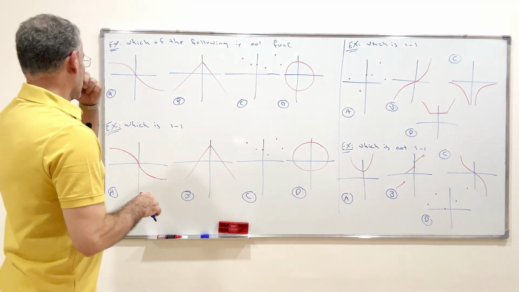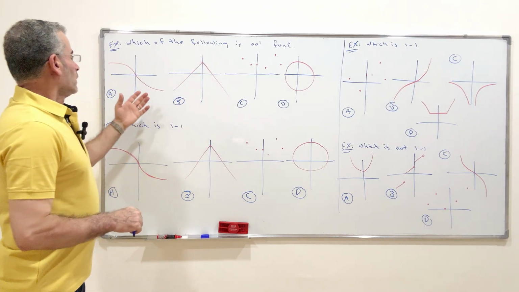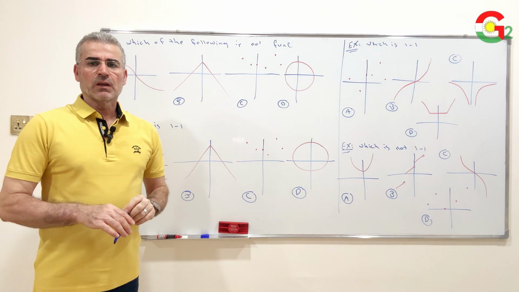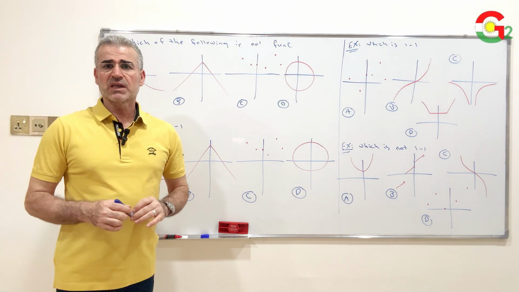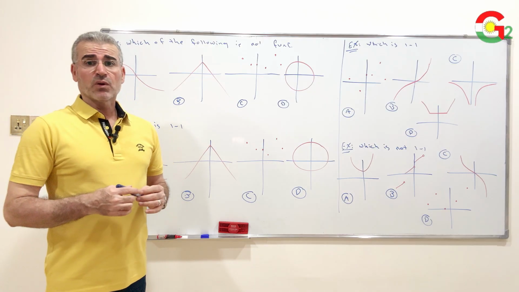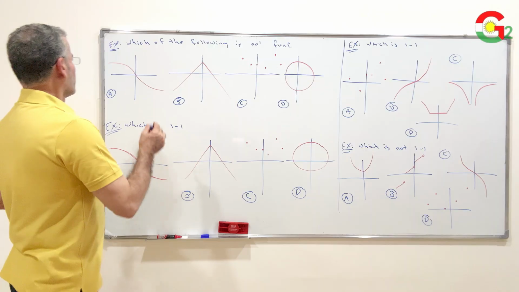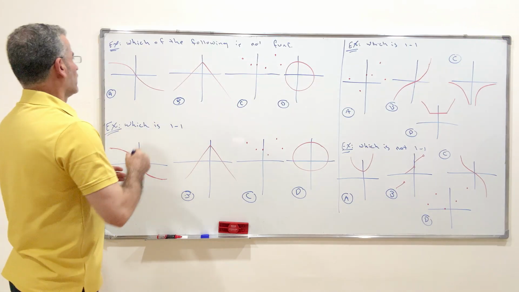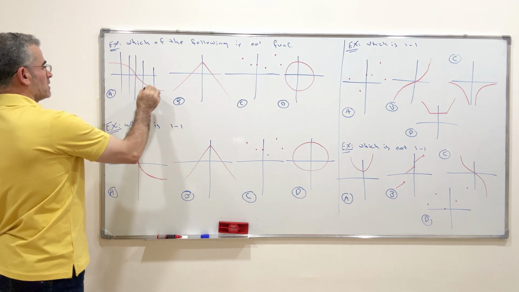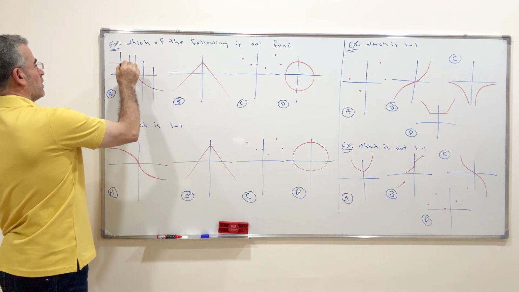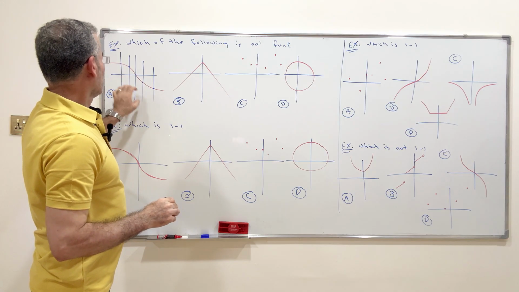Example: which of the following is not a function? We will draw a vertical line in each graph and see if the vertical line intersects with the graph in more than one point, then it is not for a function. Look at these vertical lines, all intersect with the graph in one point, so this graph represents a function.